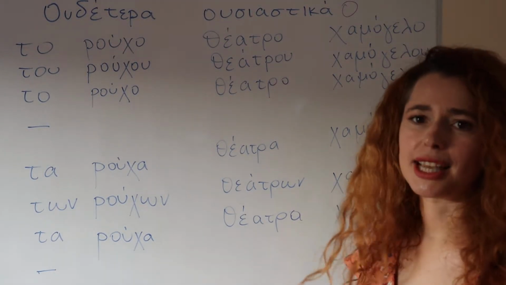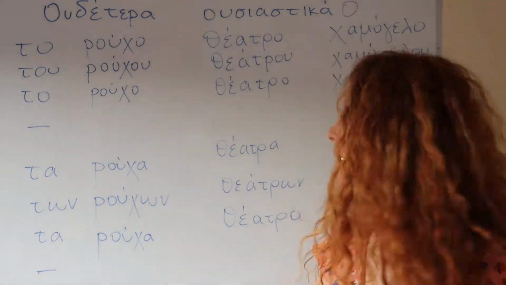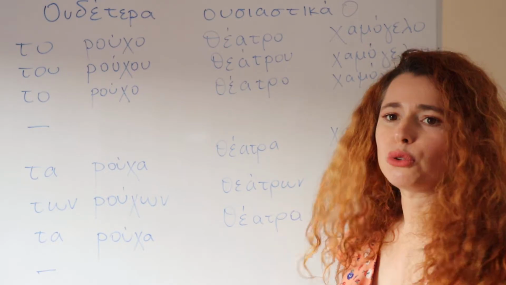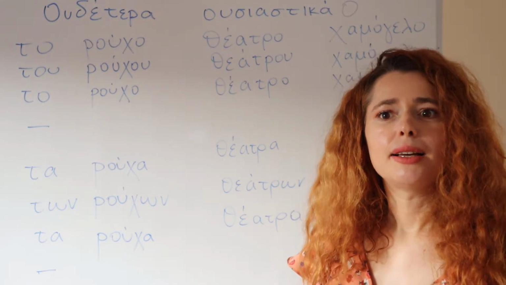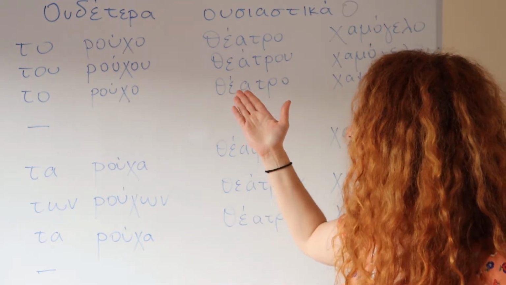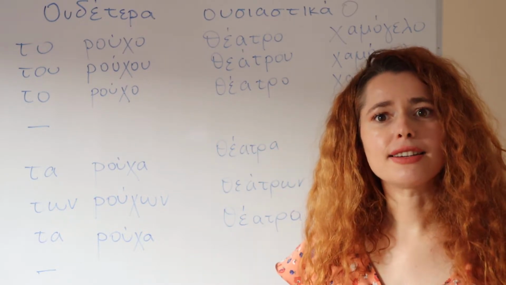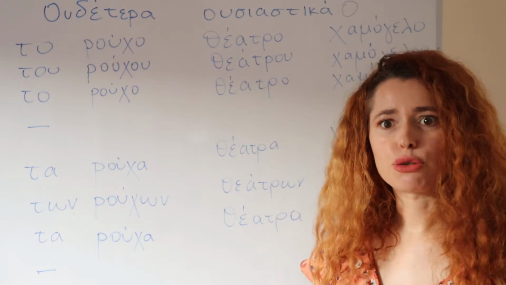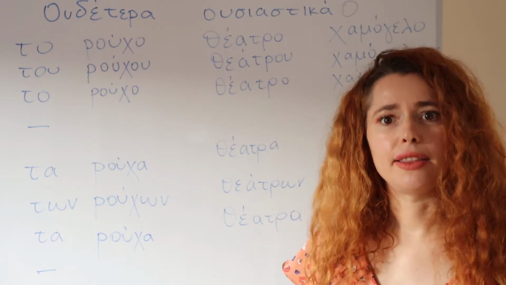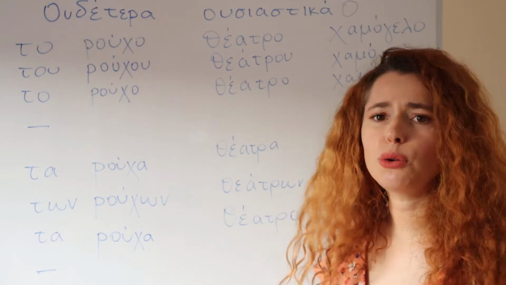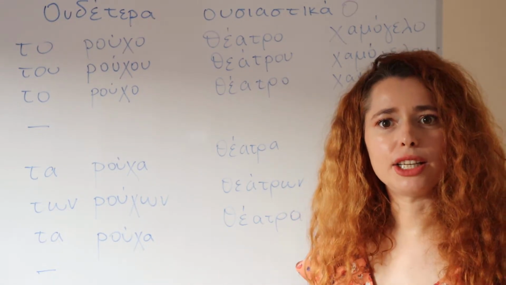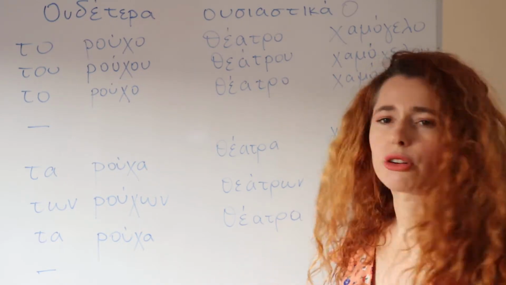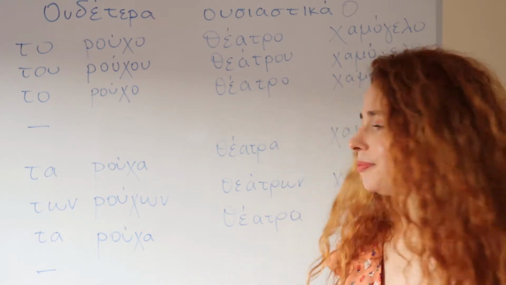Now let's see a couple of examples. Τώρα ας δούμε μερικά παραδείγματα. Το ρούχο είναι μικρό. The clothing is small. Του ρούχου, τα κουμπιά του ρούχου είναι ασημένια. The buttons of the clothing are silver. Το ρούχο is an object. Θα αγοράσω το ρούχο αυτό. I will buy this clothing. Τα ρούχα. Τα ρούχα στο πλυντήριο είναι καθαρά. The clothings in the washing machine, or the clothes in the washing machine, are clean.